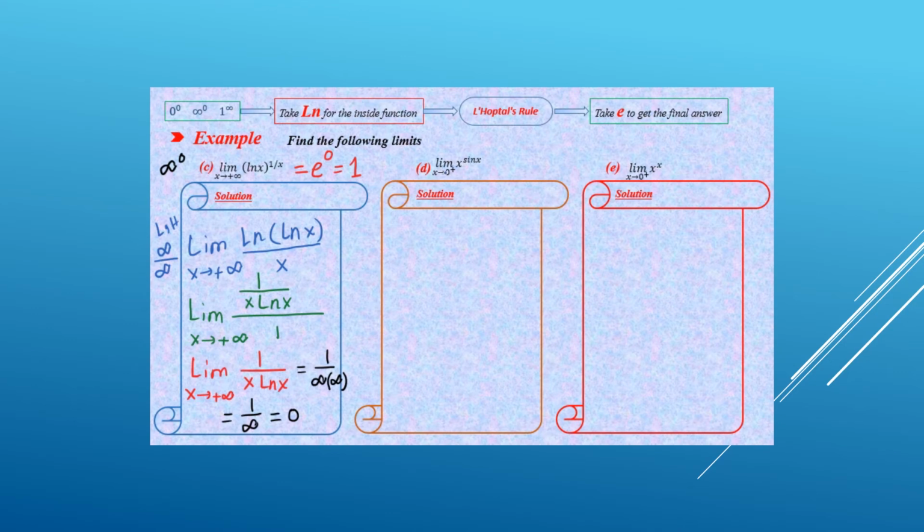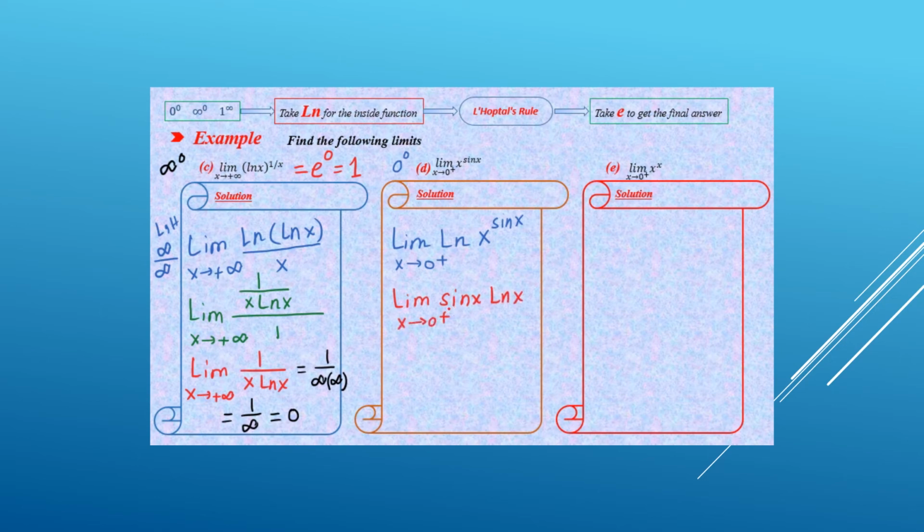By direct substitution, we have 0 to the power 0, because sine of 0 equals 0. So we have this indeterminate form. You have to take ln for the inside function, and you will get the limit of ln x to the sine x when x goes to 0 from the right. After that, you have to put the power down, and you will get the limit of sine x multiplied by ln of x when x goes to 0 from the right.